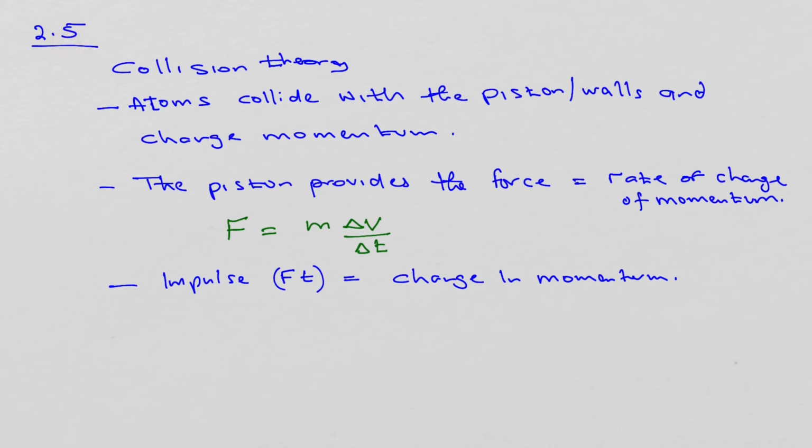Question 2.5. Explain, in terms of the kinetic theory model, why a pressure is exerted by the gas on the piston. This is collision theory. Atoms collide with the piston wall and a change of momentum occurs. The piston provides the force, which is equal to the rate of change of momentum. So that's F equals m, change in velocity over change in time. The impulse Ft is equal to the change in momentum.